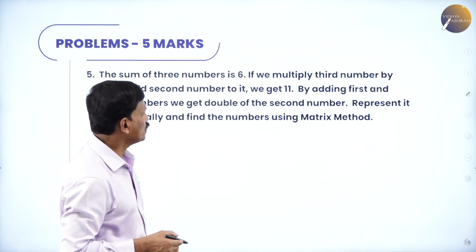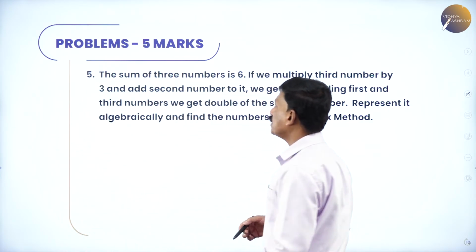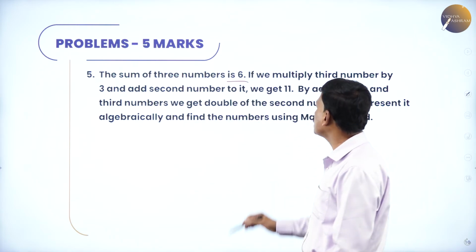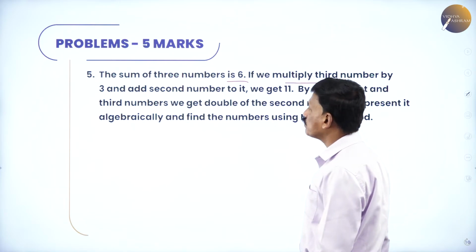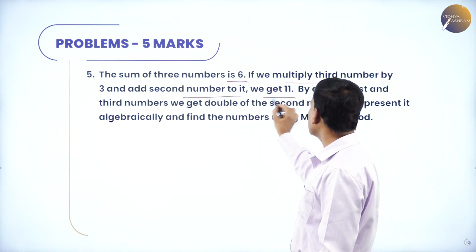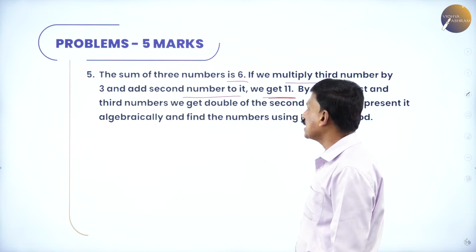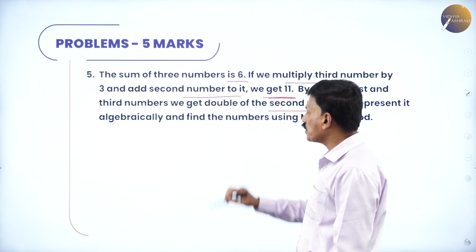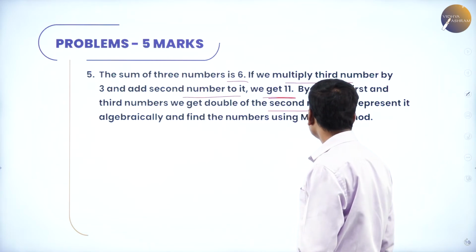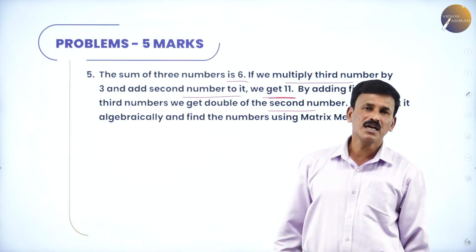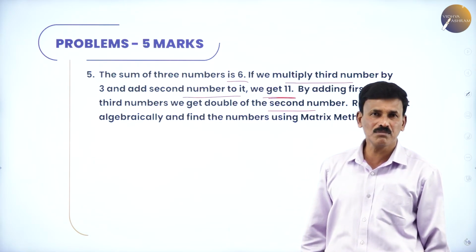Now what is the problem given here? The statement: the sum of three numbers is 6. If you multiply the third number by 3 and add the second number to it, we get 11. By adding the first and third number, we get double the second number. Represent algebraically and find the numbers using the matrix method. So we have to formulate these equations, and they can be solved using the matrix method.